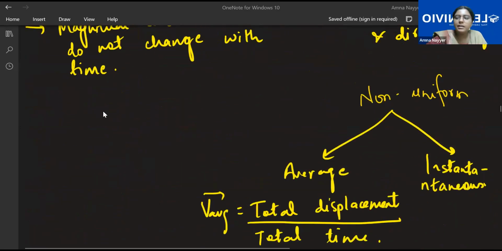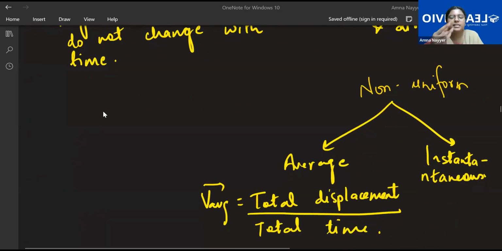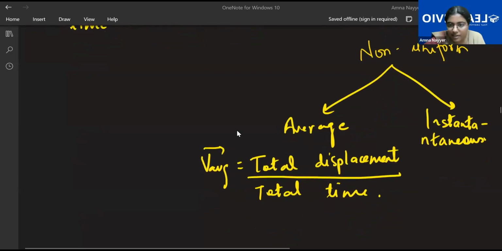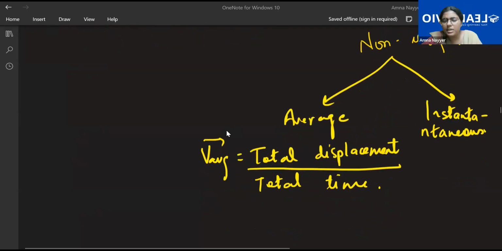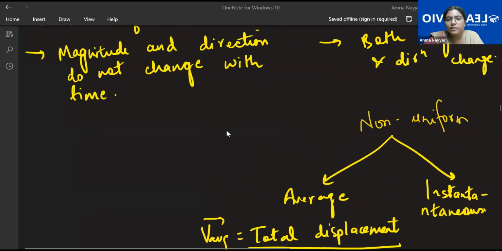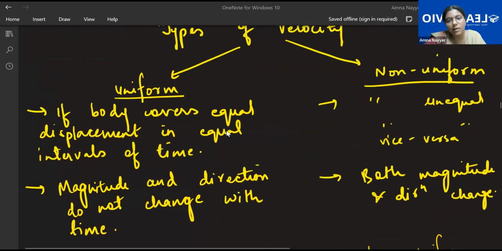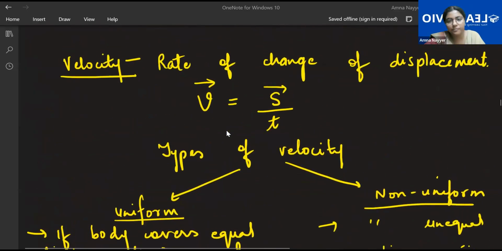Okay. And similarly, like we have studied, the average and instantaneous will be there. And same formula as for average speed: for average velocity, you will have the total displacement by total time. You used to have total distance by total time for the speed. Average velocity will be total displacement by total time. So just similar to speed, wherever you had distance, now it became your displacement.